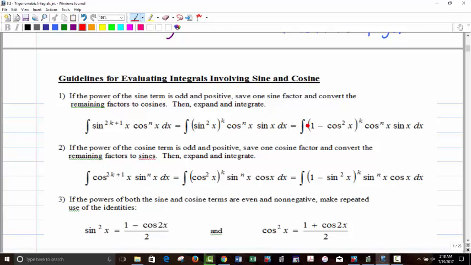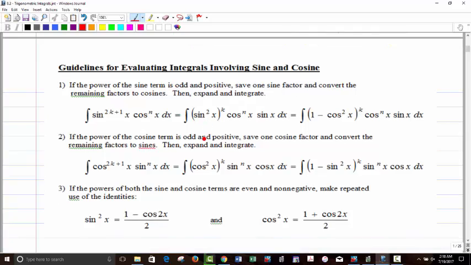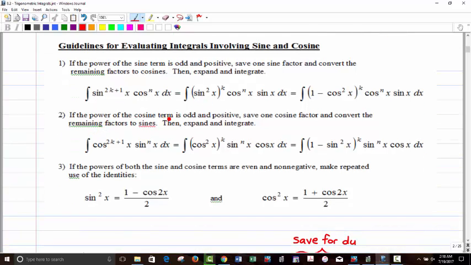All right, so this is what you see in the examples. That's why this might not be that easy to follow just by looking at it. But then if we have cosine is odd and positive, we'll save one cosine as your du and go from there. Now you might be thinking, what if they are both odd and positive? That would be an excellent question.